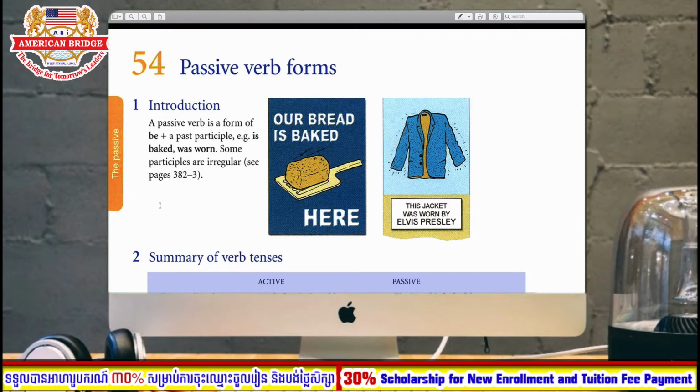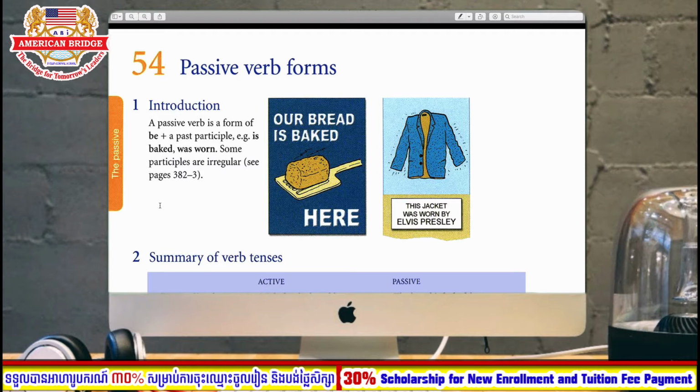So a passive verb is a form of be plus a past participle, or we can call it verb 3, right? Some participles are irregular. So you can see on pages 382 and 383. Actually, this lesson I extracted from a grammar book. If you want to find an irregular verb, you can find it online. It's very easy to find.